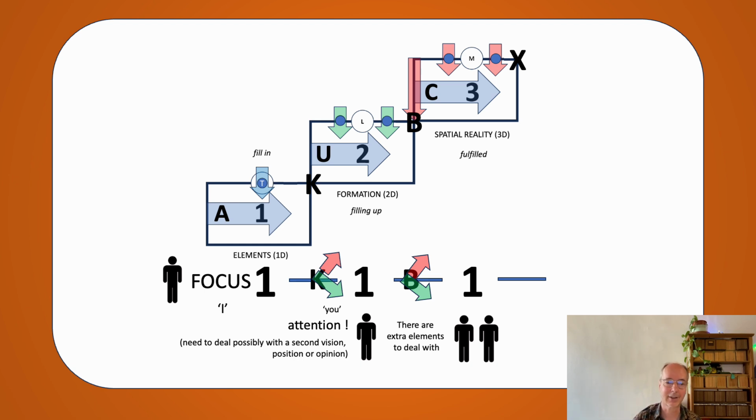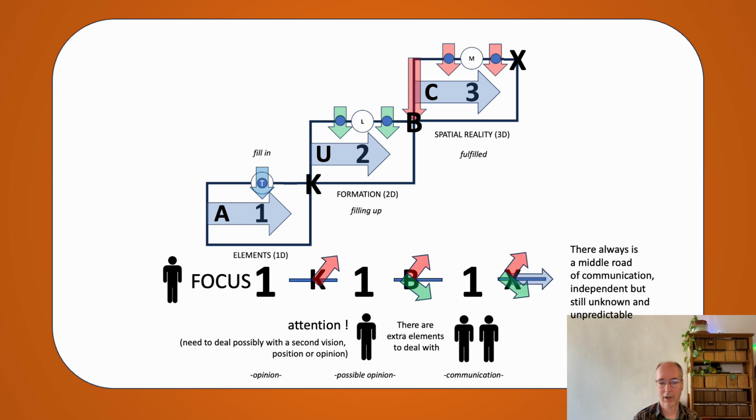It gives us the context. It's the context of communication in a way. So after the opinion and meeting the possible second opinion, we've found an agreement of a communication. Okay, we still follow our focus, but we also notice that other people follow a different focus, an independent focus, and it's not always the same middle road that is followed, but there exists a middle road of communication.